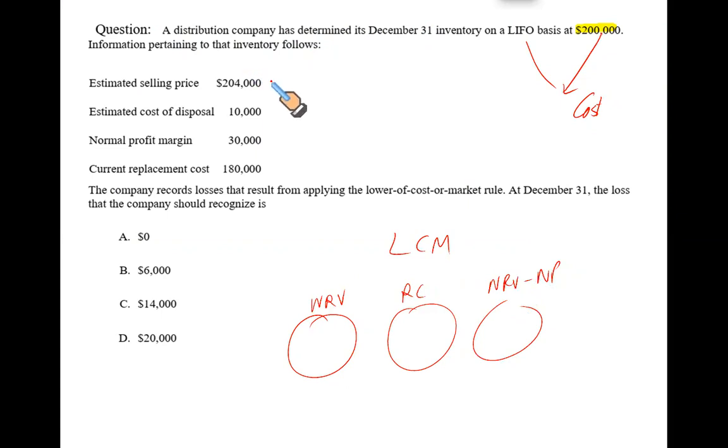Okay, so estimated selling price is 204, estimated disposal cost is 10, which means your NRV is 194,000. If you deduct the normal profit margin from 194, you get 164. This is your NRV minus normal profit, and the replacement cost is given as 180. What you do, you take the middle number of these three. So this is the highest, this is the lowest. Interestingly, your replacement cost falls within these two, and it's also in the middle position. So this is going to be your designated market price.